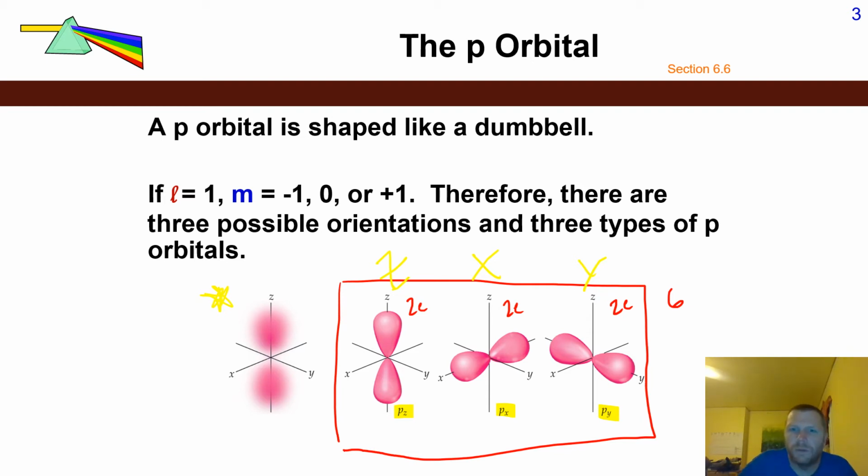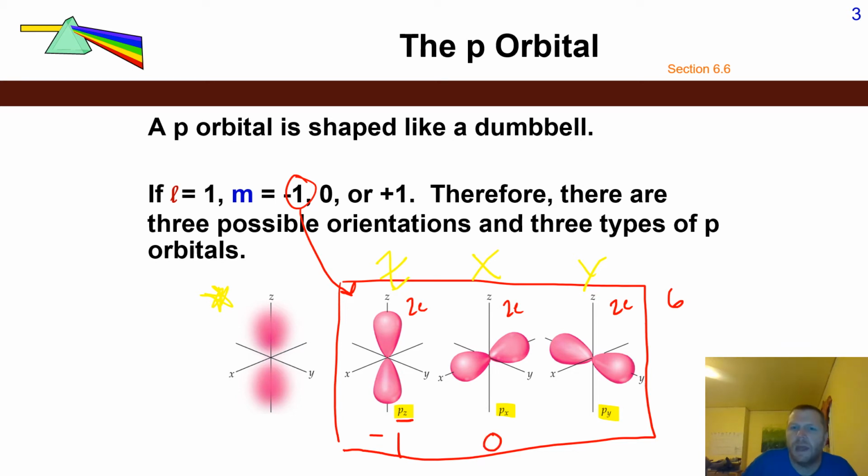Now these 3 different orientations, and this is not a direct relationship, but think about the p sub z here that I've mentioned as your -1 value. That representation corresponds to the m sub L value of -1.